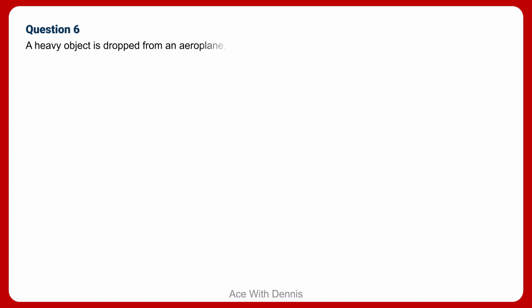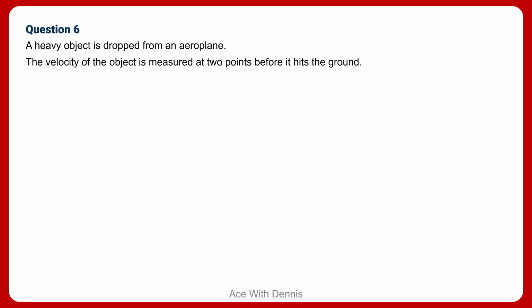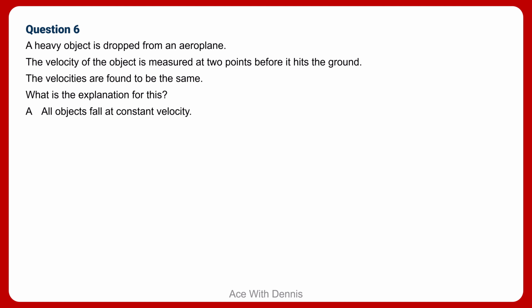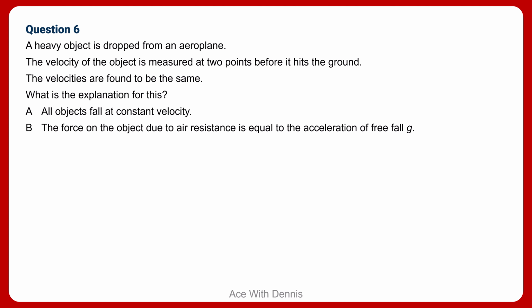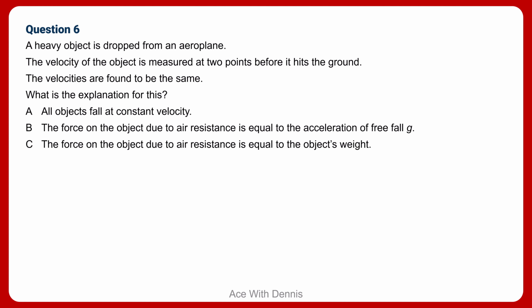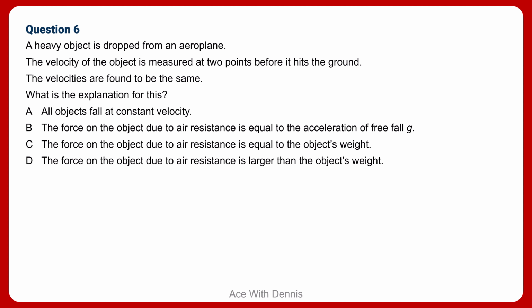Question 6. A heavy object is dropped from an aeroplane. The velocity of the object is measured at 2 points before it hits the ground. The velocities are found to be the same. What is the explanation for this? A. All objects fall at constant velocity. B. The force on the object due to air resistance is equal to the acceleration of free fall g. C. The force on the object due to air resistance is equal to the object's weight. D. The force on the object due to air resistance is larger than the object's weight.